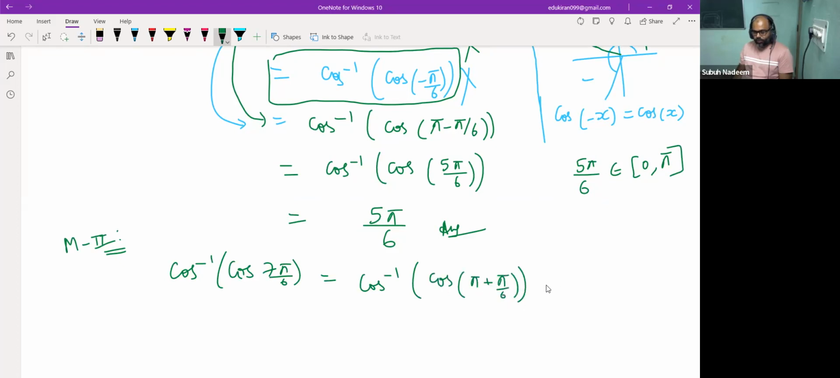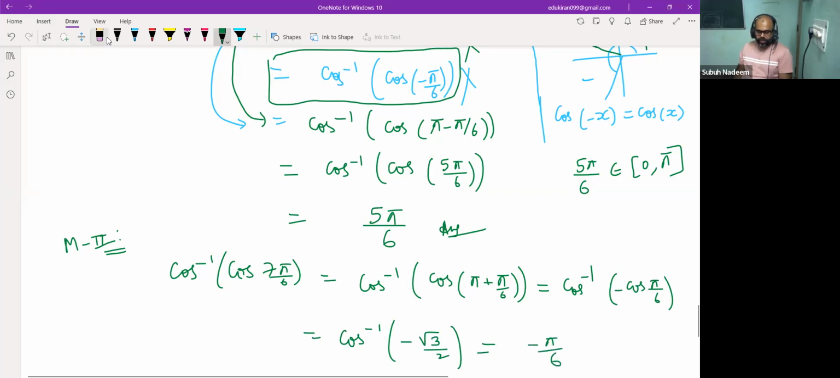That will be cos inverse of minus cos pi by 6. But now we want to write the value of cos pi by 6, that is cos 30 degree, which is root 3 by 2. And cos inverse minus root 3 by 2, don't make this mistake of writing it as minus pi by 6. It's not minus pi by 6, because at minus pi by 6, cos is still root 3 by 2, positive. What you have to do, between 0 to pi, you have to search for a value.